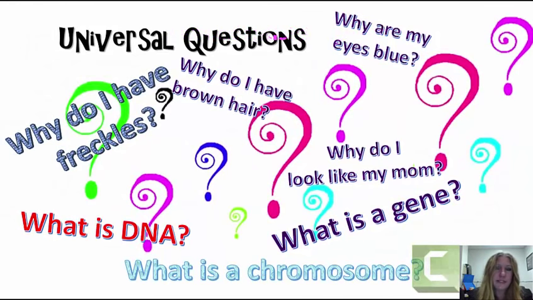So let's start off by looking at some of these universal questions. For example, why are my eyes blue? Why do I have brown hair? Why do I have these freckles that I don't like? Why do I have my dad's nose? All those sorts of things. So we're going to look at some of those things.